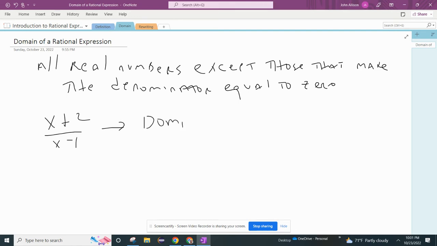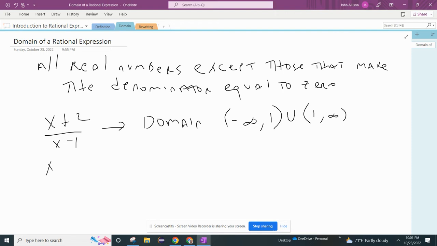If we had the rational expression x plus 2 over x minus 1, its domain is all real numbers: negative infinity to 1. We have to take out 1. All real numbers except 1, joined with or union 1 to infinity. That's a parenthesis by the 1 because we're taking it out, it's not included.